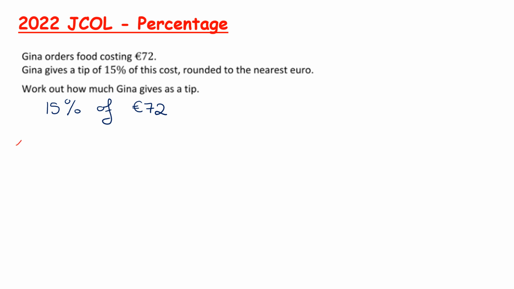So our first method here, we're going to use decimal. Step one, we convert 15% into a decimal. We do this by dividing 15 by 100 and we get 0.15. We multiply that by 72 and that will give us our answer of 10.80. Now, they did say correct to the nearest euro, so that will be an €11 tip.